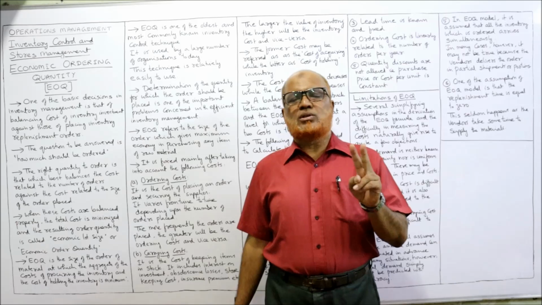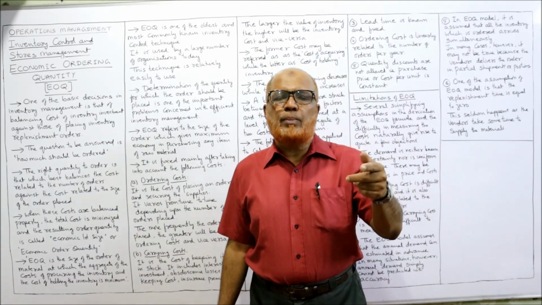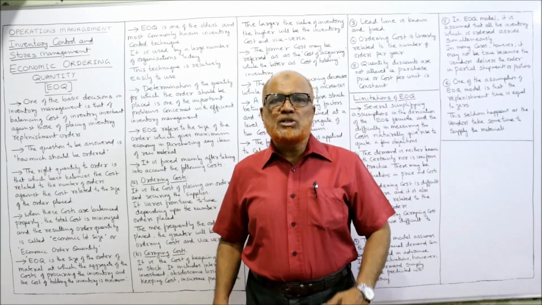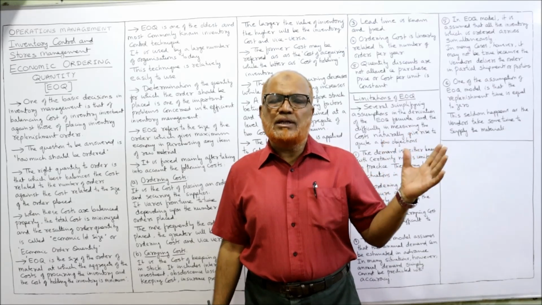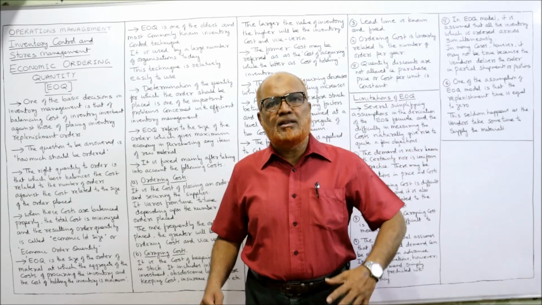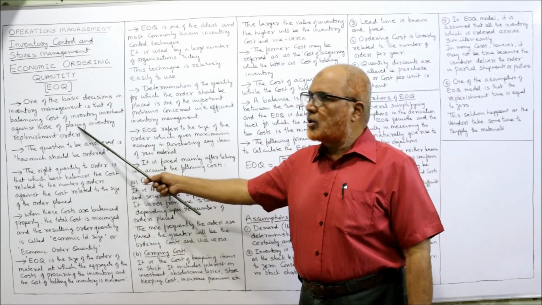That means there are two costs the business has to incur. One cost is the cost of replenishing the order, that means placing the order with the supplier. And the second cost is the cost incurred on carrying the inventory in the stores. So a balance should be made between these two costs.